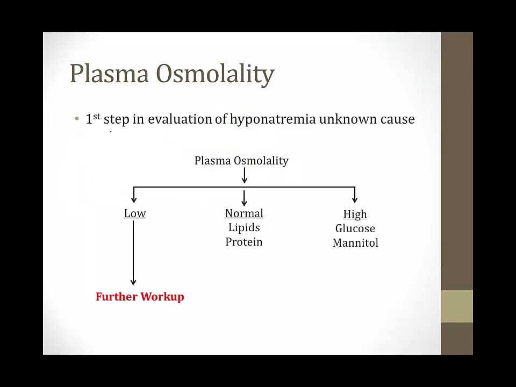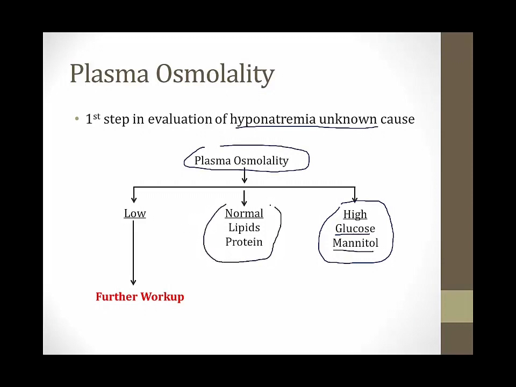So as I told you previously, the first step in evaluation of hyponatremia due to unknown cause is to check the plasma osmolality. If it is high, there is some osmole in the plasma that is pulling water out of cells and diluting the sodium level, and that can be in the settings of high glucose level or in a patient who has received mannitol. If the plasma osmolality is normal, then there's something in the plasma that's interfering with the measurement of the sodium level, and that could be lipids or proteins. Usually, however, it's going to be low, and what we're going to talk about in the rest of this module is the further workup that you do when the patient has low sodium level and a low plasma osmolality.